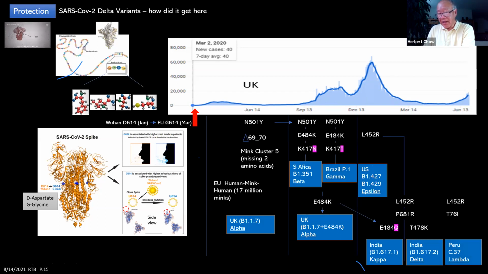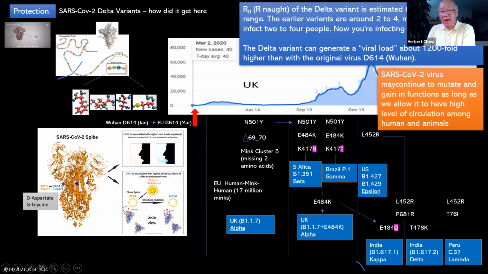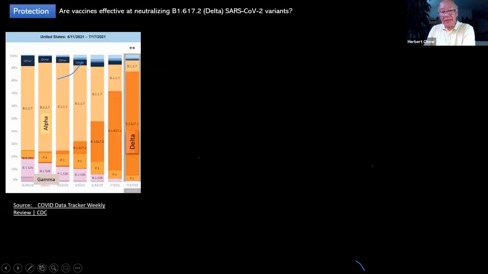And then I told you the Lambda is coming, right? The Lambda originated from Peru, and it seems like it's already in many parts of the world. Japan had an outbreak during the Olympics. So let me stop there, so you have some ideas. Now the Delta is prevalent. It's really replacing the Alpha, replacing the Gamma.